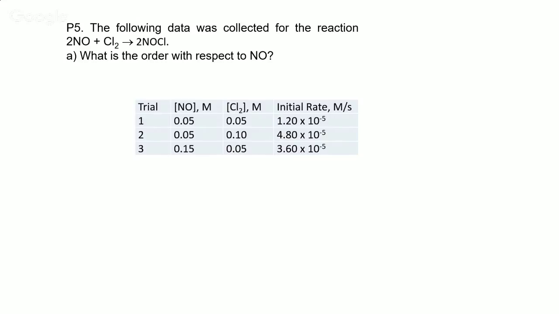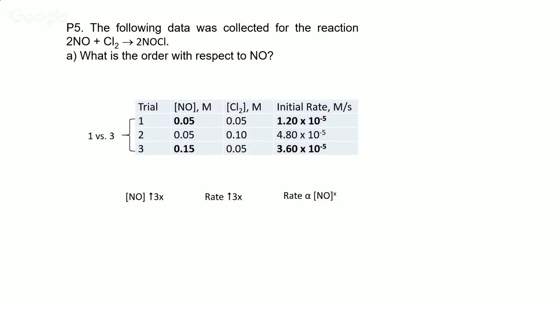So to do this, again, you want to find a trial where you're keeping chlorine constant, which would be trials 1 and 3. So it looks like you're tripling the concentration of NO. And if you look at what's happening to the rate, it looks like the rate's going 1.2, 3.6. That looks like a triple as well.